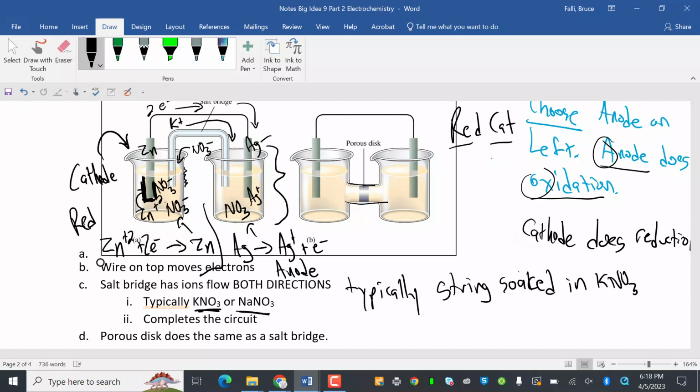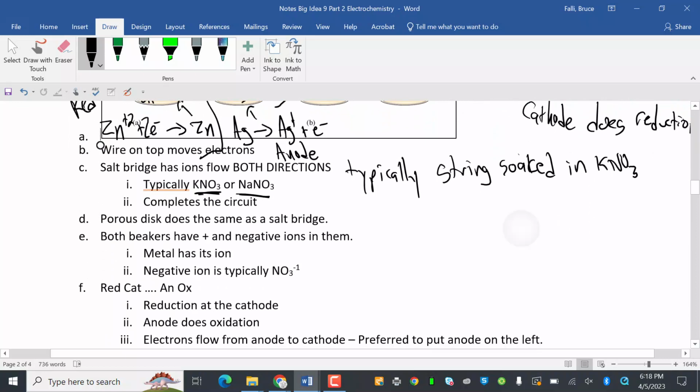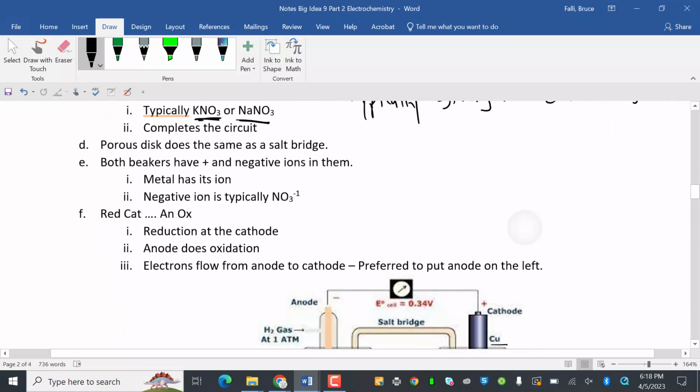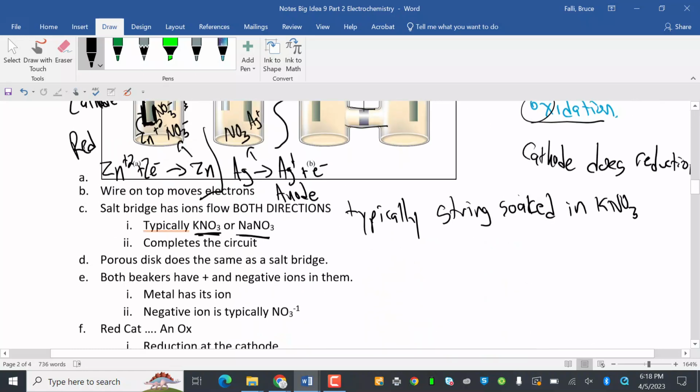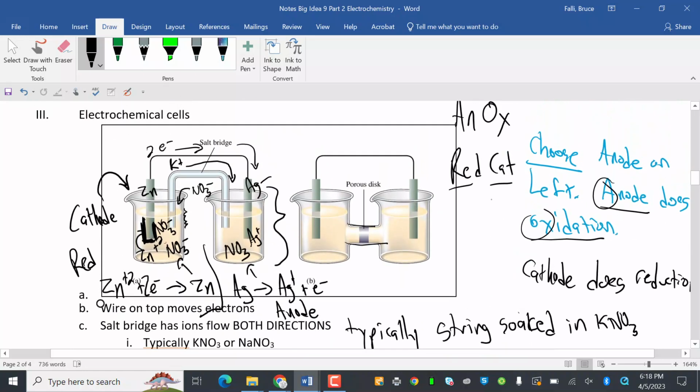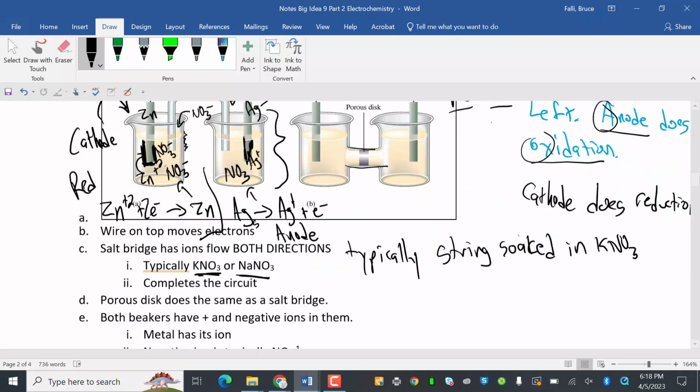Okay, so that's a lot. This is the introduction. Electrons flow from anode to cathode. So if this is the anode, oops, I did this one backwards. So the anode does oxidation. That means my silver is dissolving, right? I start off with a bar, and I end up with a dissolved bar, because the solid silver is turning into an ion, going away.